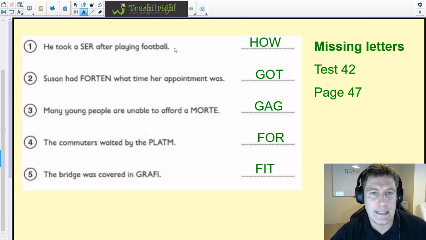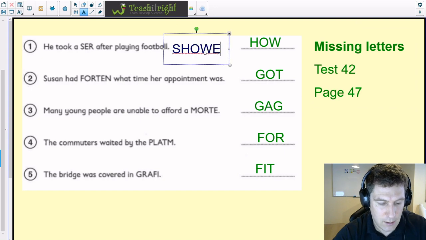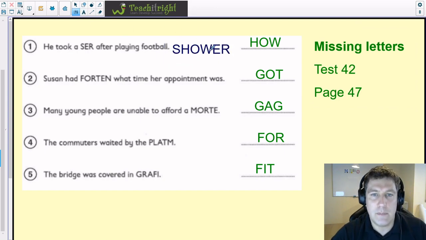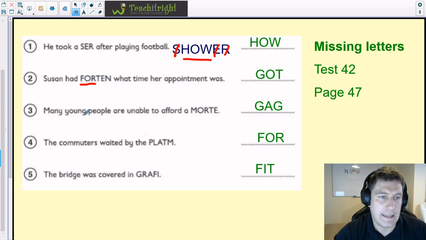So just a reminder, how do we do these? We can quickly write it down, and then we can immediately cross out the letters that you were given to leave you with the 3-letter word. Some of you might just spot the 3-letter word straight away, which again is great. You may not need to write it down. That can be a really good time-saving strategy. Susan had something what time her appointment was. So does the word for give you a clue? Susan had for what time her appointment was. For, then we've got 10, for 10, forgotten. So got was what we need there.